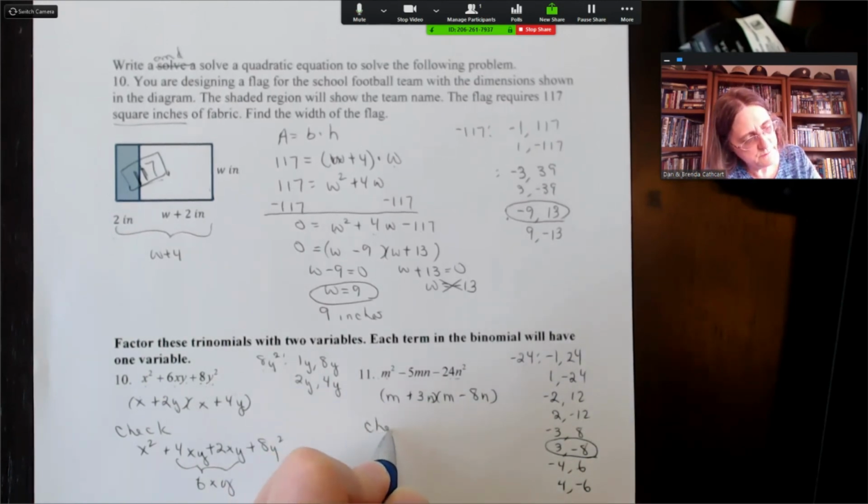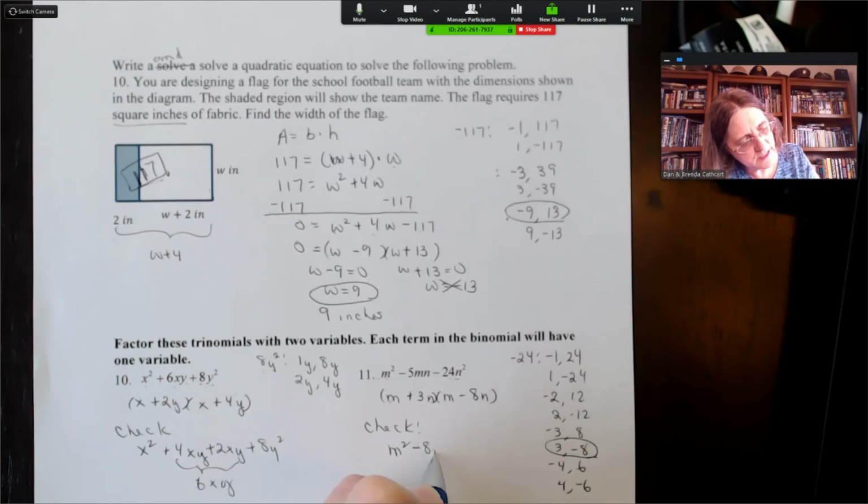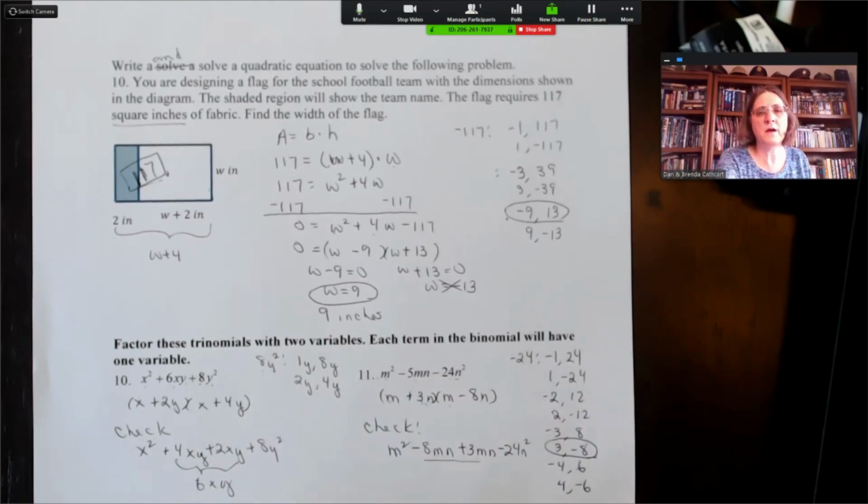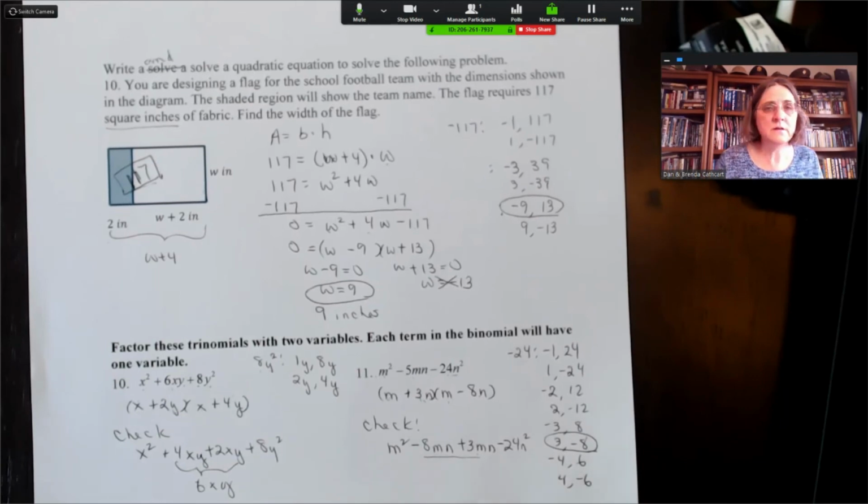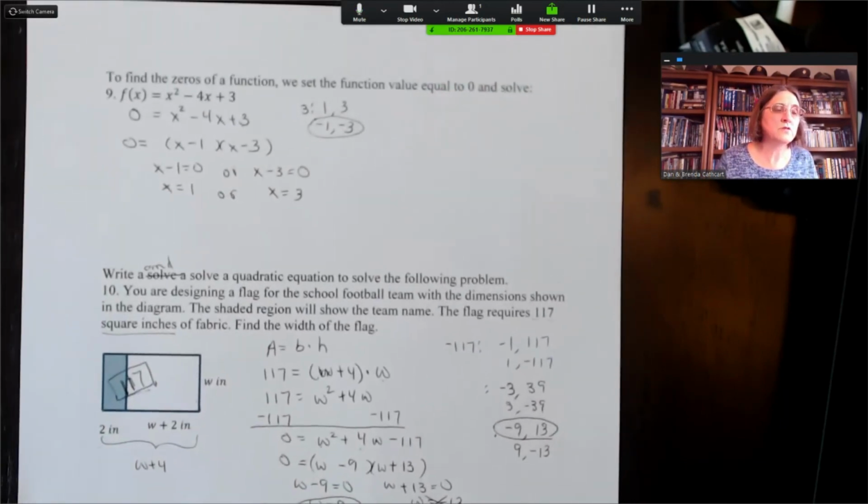Let's do our check. First, m times m is m squared. Outer, m times negative 8n is negative 8mn. Inner, positive 3n times m is positive 3mn. And last, negative 24n squared. Again, our middle term adds up to negative 5mn. And that's our lesson on factoring trinomials.